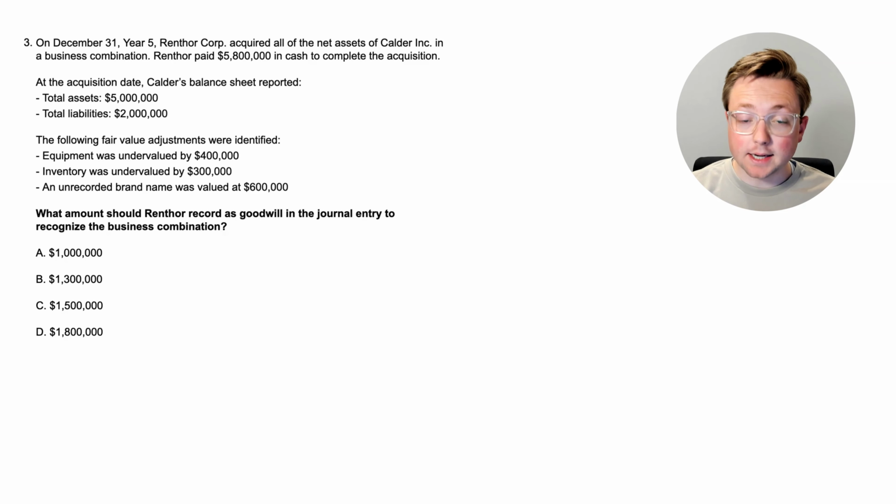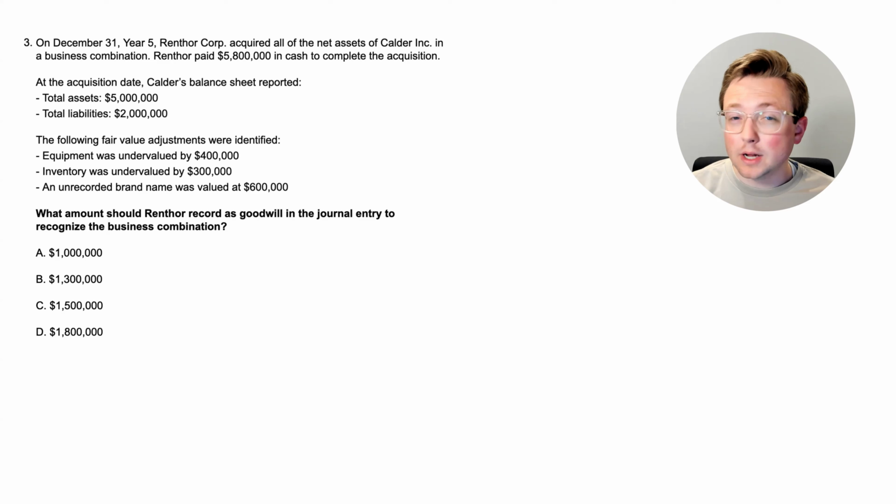At the acquisition date, Calder's balance sheet reported total assets of $5 million and total liabilities of $2 million. The following fair value adjustments were identified. Equipment was undervalued by $400,000, inventory was undervalued by $300,000, and there was an unrecorded brand name that was valued at $600,000. So it's kind of similar to the previous question, but with some different things happening here. So again, what amount of goodwill are they going to record in the journal entry when they recognize the business combination?